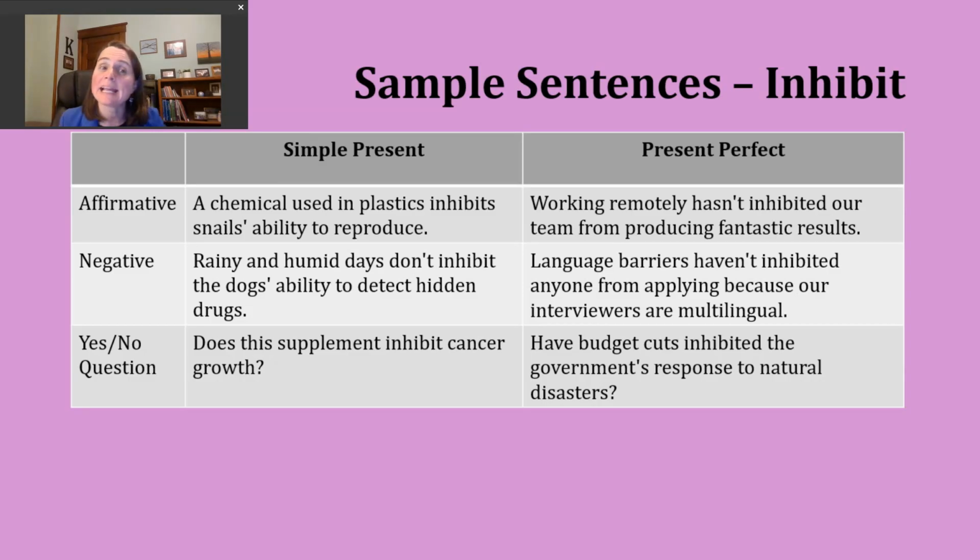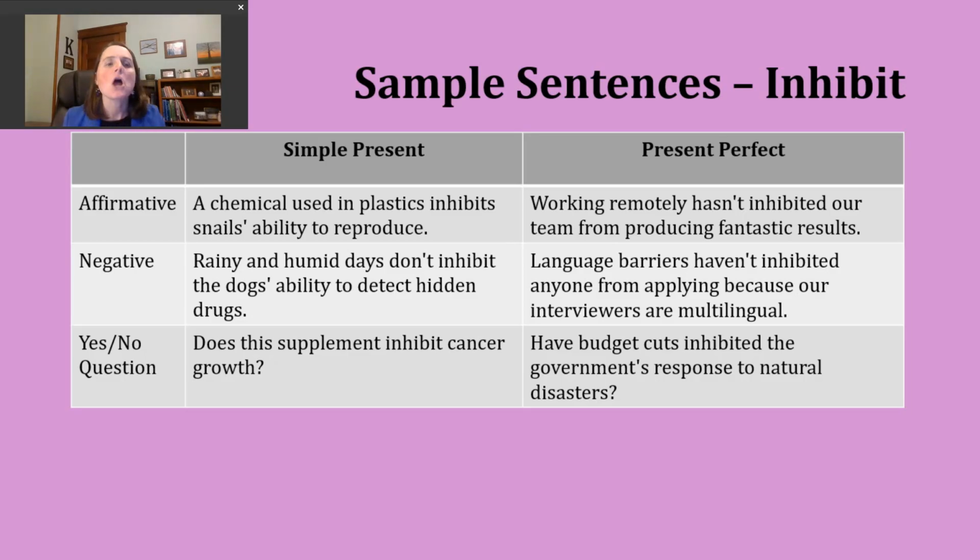Now let's talk about making a negative sentence in the simple present. Again, we've got to pay attention to our subject. If our subject is I, you, we, or they, we'll use do not and then the base verb. But if our subject is he, she, or it, then we'll use does not and then the base verb. You may also encounter the contractions don't and doesn't.